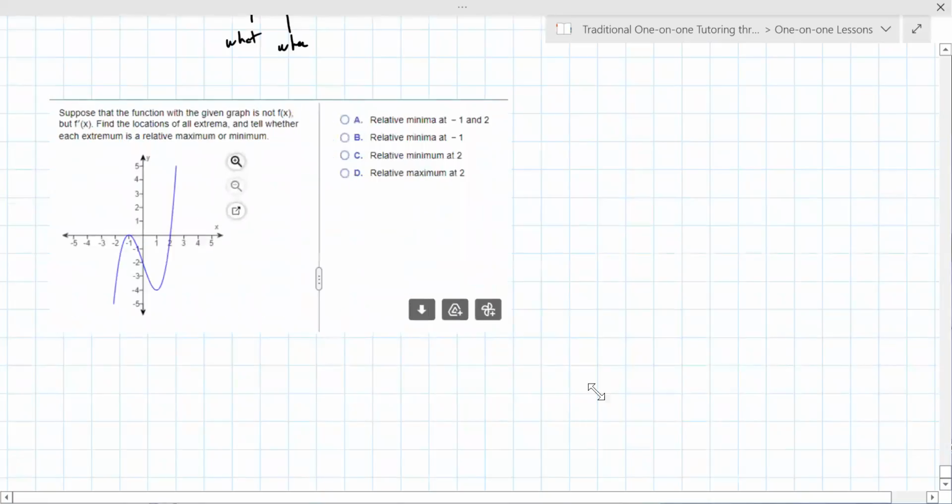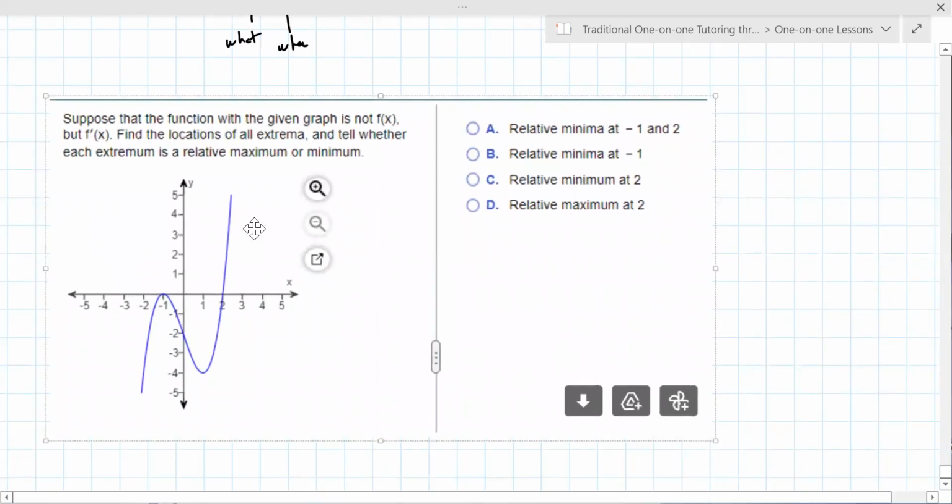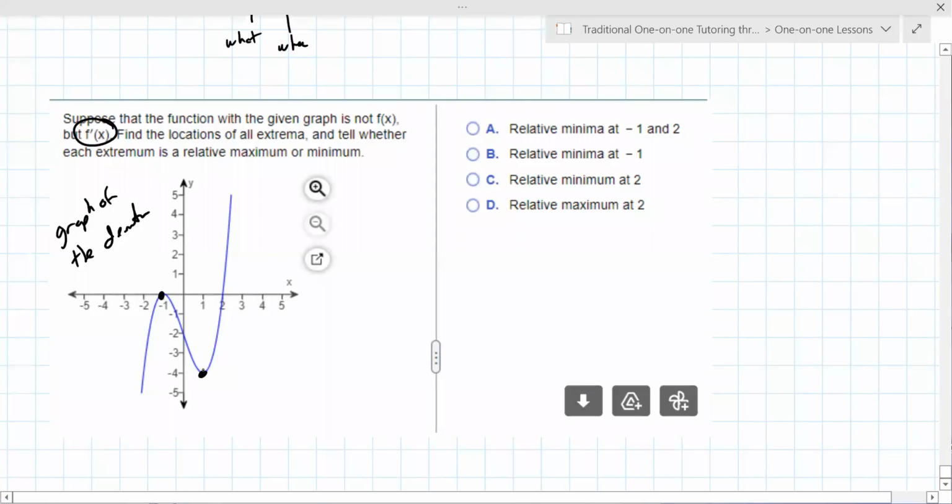All right, suppose the function with the given graph is not f of x, but f prime of x. Okay, that's very important. They're telling you this is the graph of the derivative. So where that changes things is that these peaks and valleys are not important, even though you want them to be. The only place that matters is where it crosses.